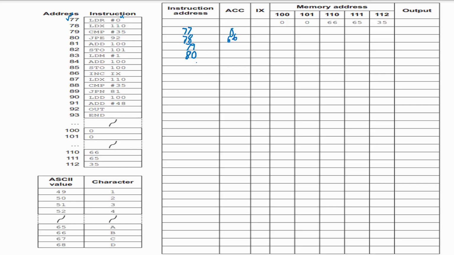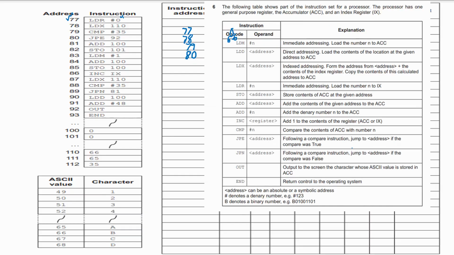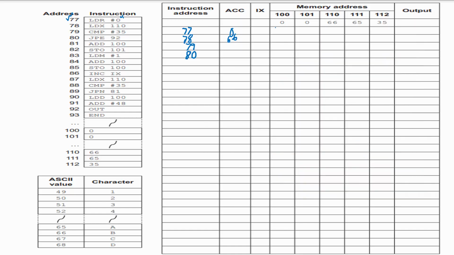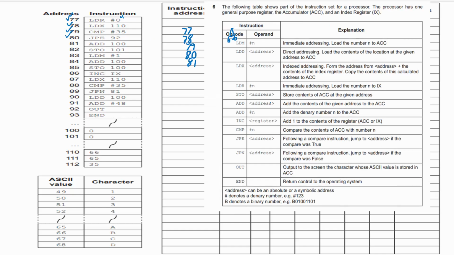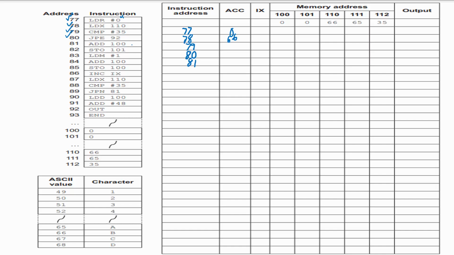Looking at 80, jump if equal. Following a compare instruction, jump to the address if the compare was true. It says jump to 92. Well, only if it was true. It wasn't true. So I moved to the next line, 81. 81 says add 100. If you notice, there are two adds. Add the address and add number. Add the contents of the given address to the accumulator. It wants me to add address 100. What's in 100? 0. I can do 100 plus 0. That's 66. Put a little check mark.